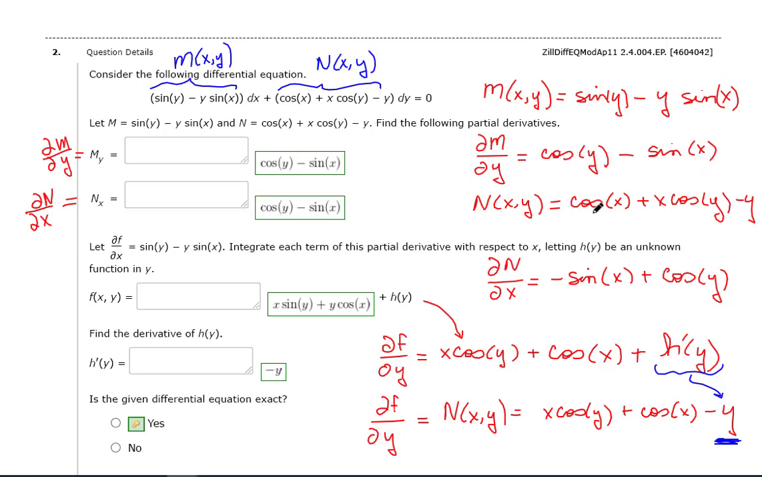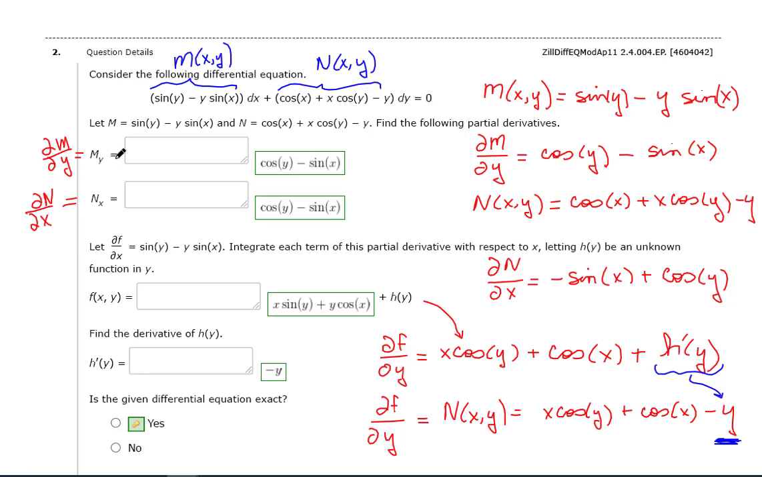N of x and y is the other piece. I need the derivative of N with respect to x. Derivative of cosine is minus sine. The derivative with respect to x, all right, so the cosine of y is like a constant times x. So I get the constant back, and the derivative of just a pure y would be 0. So I'm looking to see, are these the same? And yes, they are. Now you'll also see this notation for the partial derivatives, which is a shorter, more modern notation.